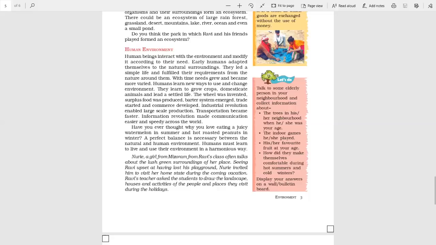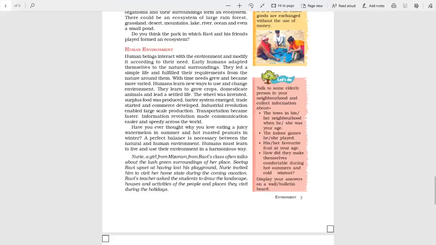Okay students, now let's go to the other part. Do you know, on 5th June every year, World Environment Day is celebrated. And again, we need to study the barter system. Barter system is a trade in which goods are exchanged without the use of money. Okay students, so now the last part.